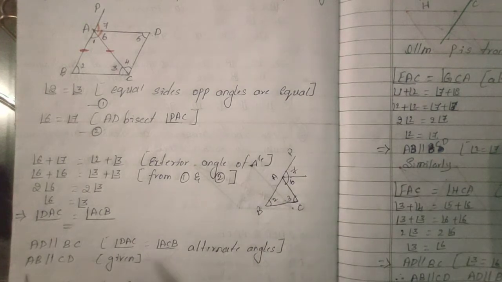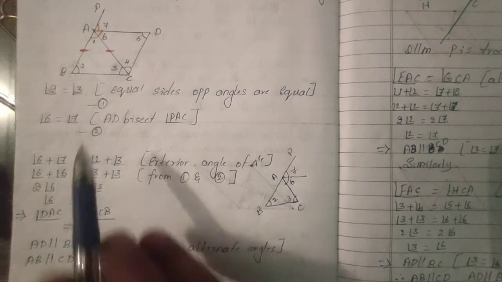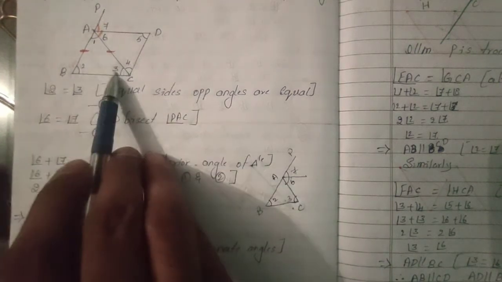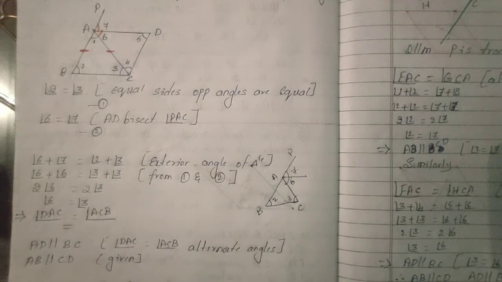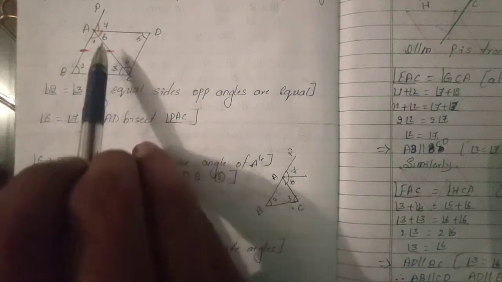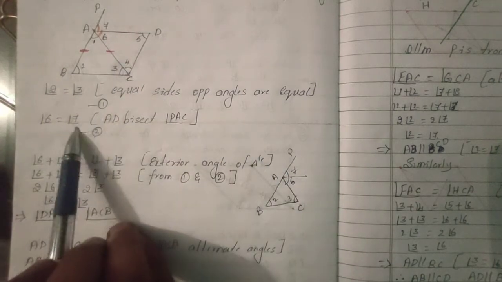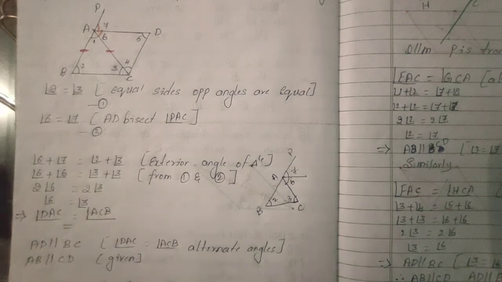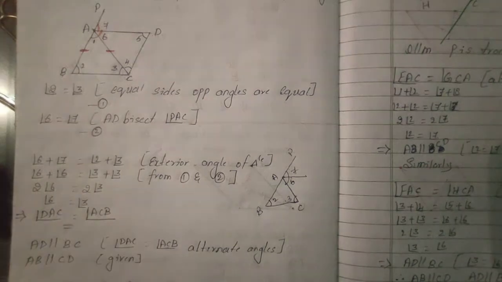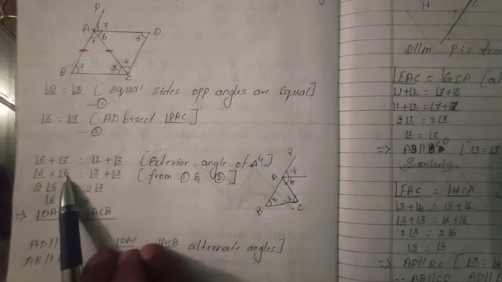Now actually I need to prove angle 6 and angle 3 are equal. So I don't want 7. But 6 and 7 are equal, already we know. Yes or no? So in the place of 7 I will take 6.